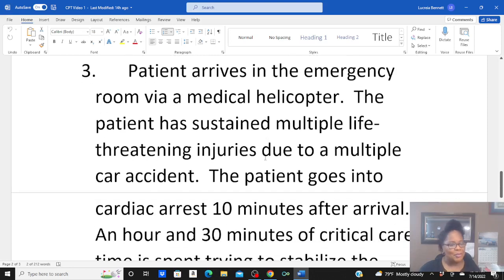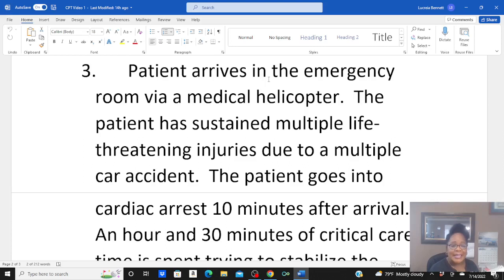And then three, this one was the good one. This one was a little tricky, and I even have a question for you on that one. Patient arrives in the emergency room via medical helicopter. The patient has sustained multiple life-threatening injuries due to a multiple car accident.